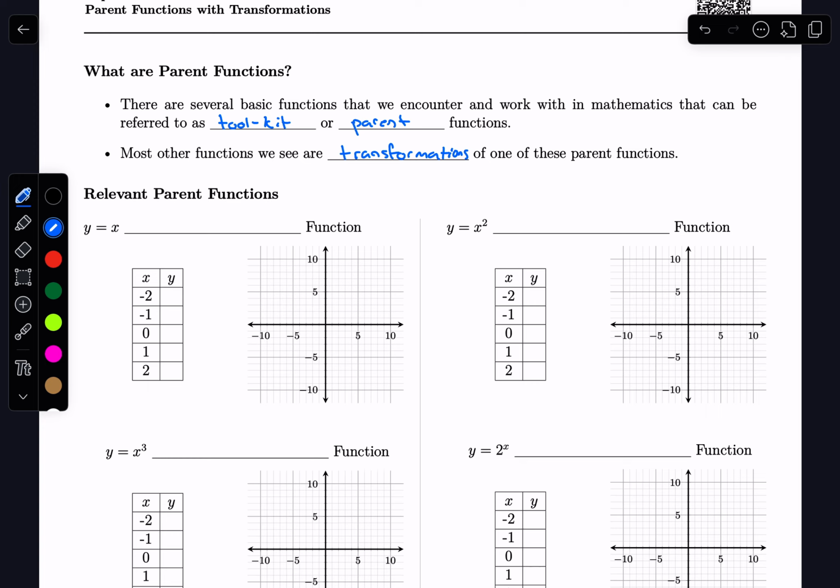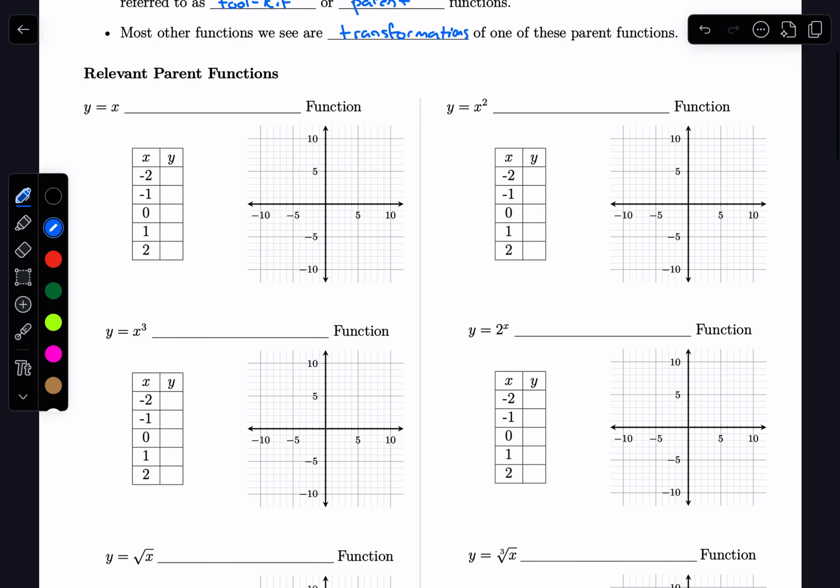So first we're going to go through each of the parent functions and some key aspects to each of them. And then after that, we're going to talk about how to transform those functions. So first, let's learn about all the parent functions, starting with our most simple one, which is just y equals x. Y equals x is the most basic function. It makes a straight line. This is called a linear function because it has an exponent of 1. Therefore, it makes a straight line.